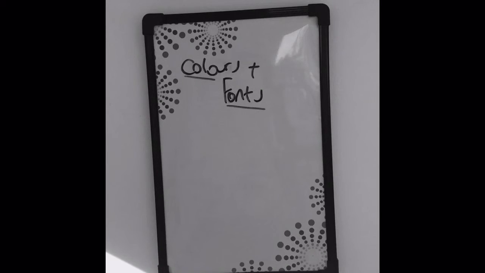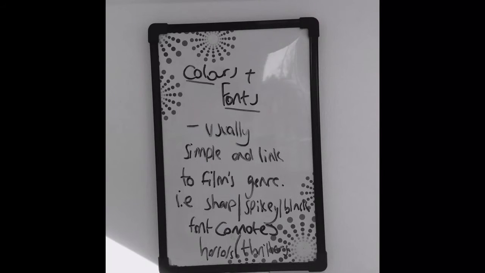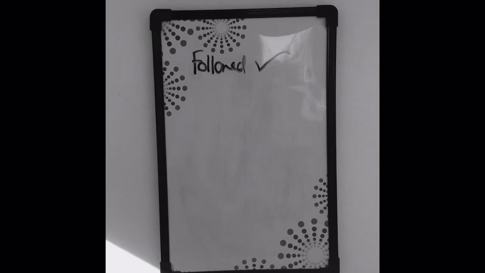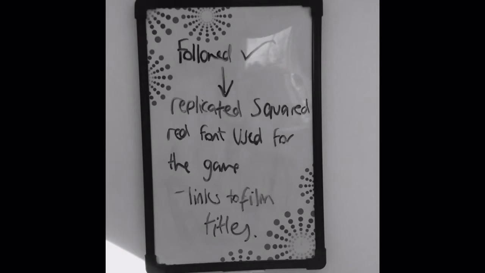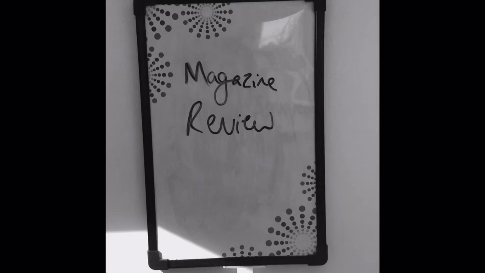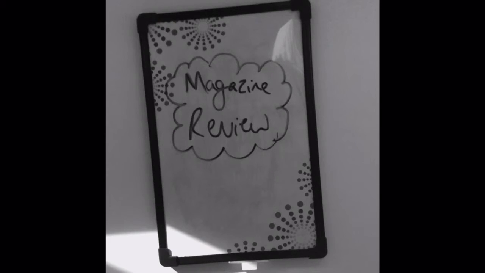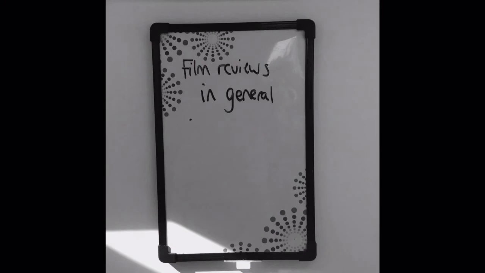Colours and fonts. Usually in short films they keep these quite simple, but they usually reflect the film genre, so sharp, like maybe a thriller because it's thrilling. I've also followed this because I tried to replicate a font so it was red, bold and squared like the normal one from the board game.